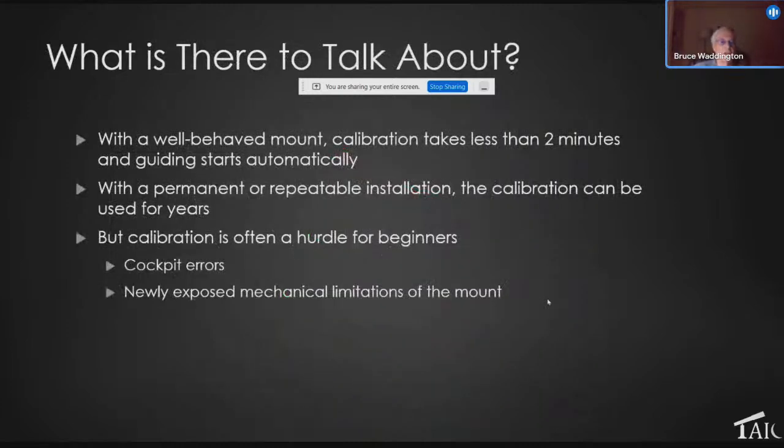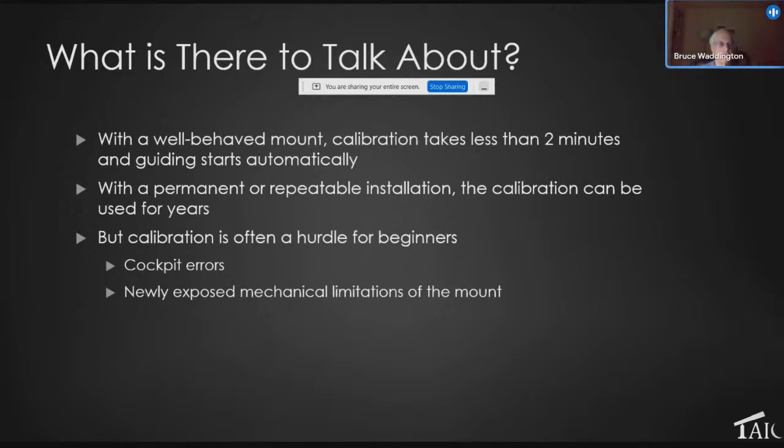So, having said all this and explained to you that this is all automatic, doesn't take very long, usually takes less than 2 minutes, a lot of you might be saying, okay, fine. So what is there to talk about? Why would you want to do a presentation on this? And if you have a well-behaved mount, there's probably nothing further you need to know. Calibration is just a minor bit of housekeeping and hygiene that PHD takes care of for you.